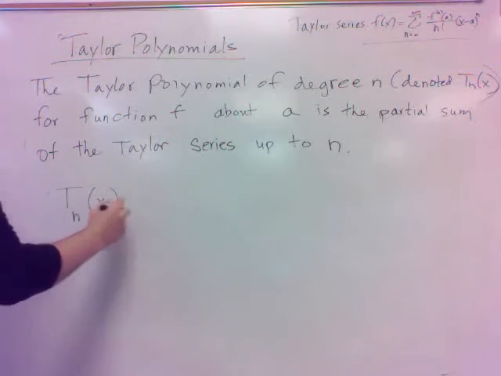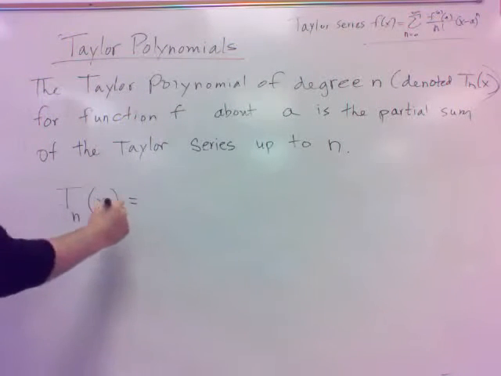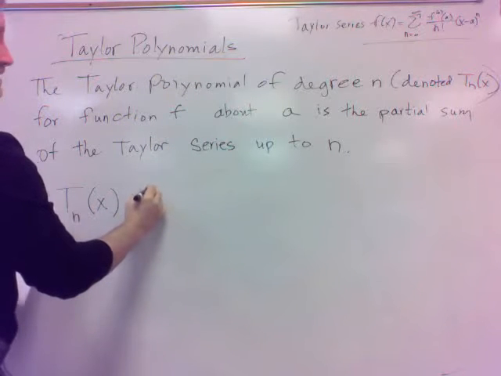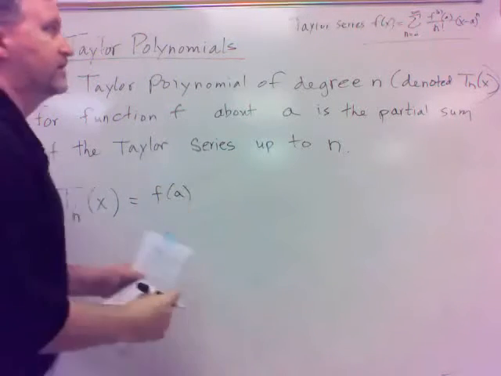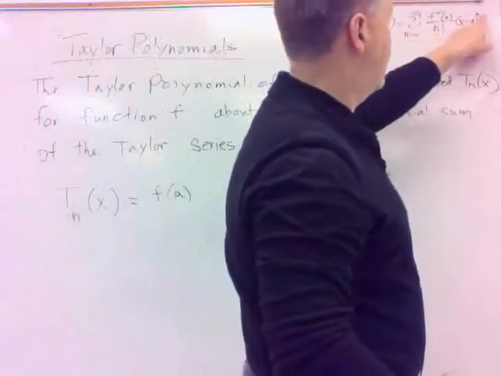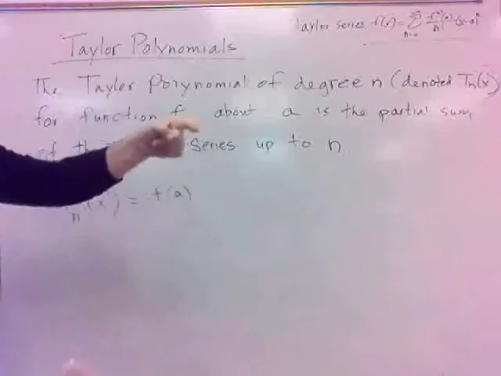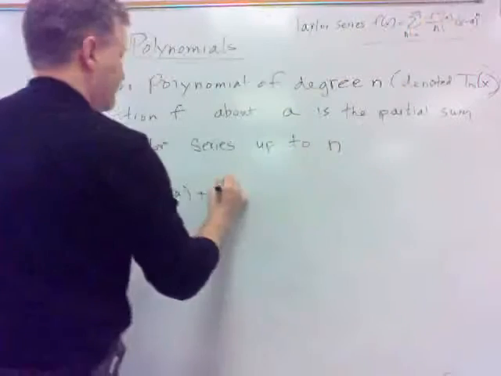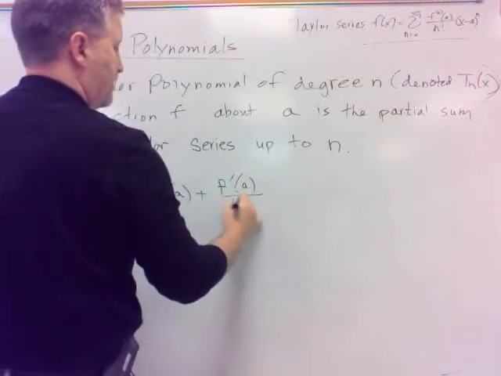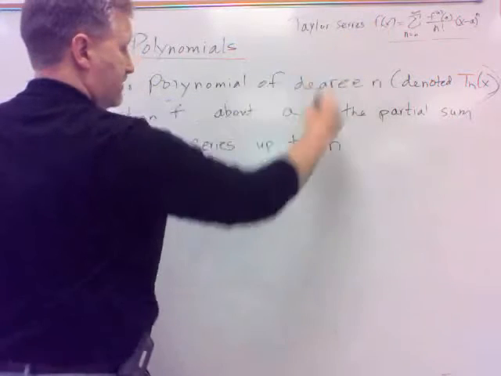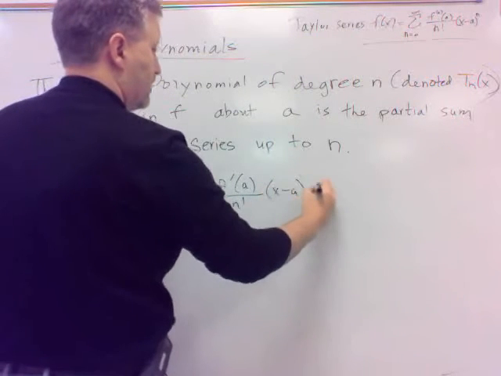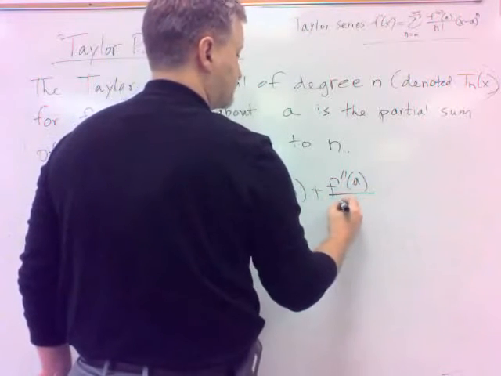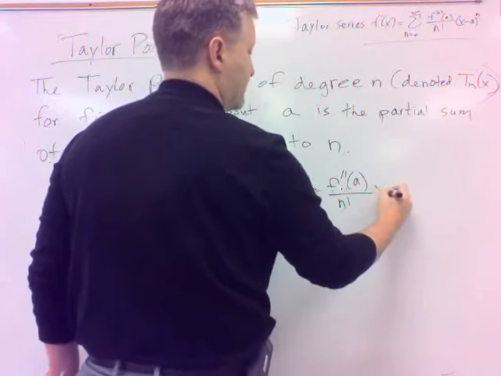So if I do up to n, the first one would be n equals 0, which is basically just f evaluated at a, because that would be 0 factorial, and x minus a to the 0 is 1. So you're just talking about the function value at a. If n equals 1, we're talking about the first derivative at a divided by 1 factorial times x minus a to the first. Then if I do n equals 2, I'll have the second derivative over 2 factorial times x minus a squared.